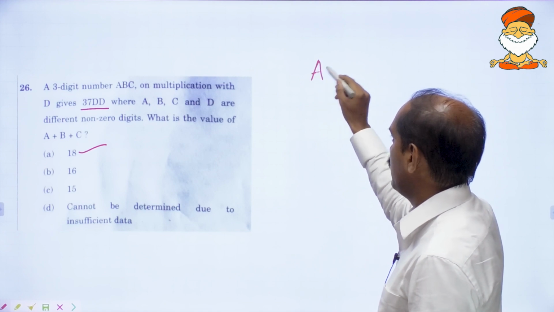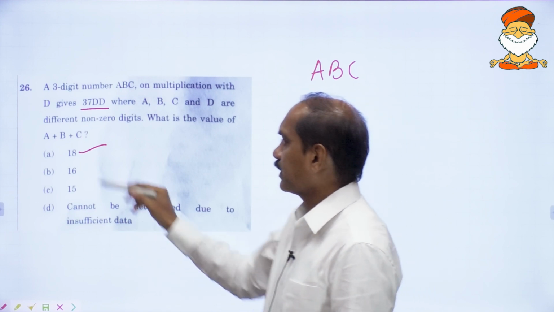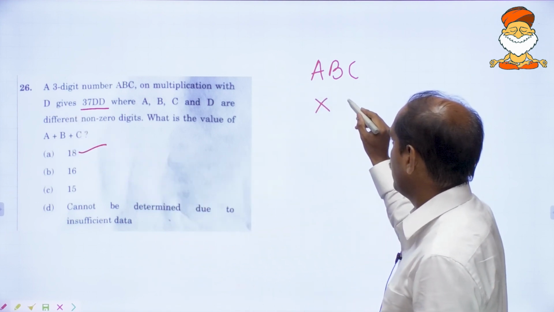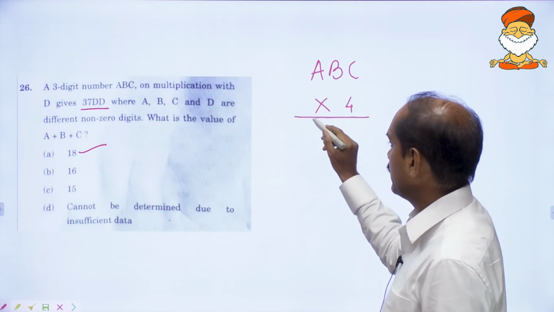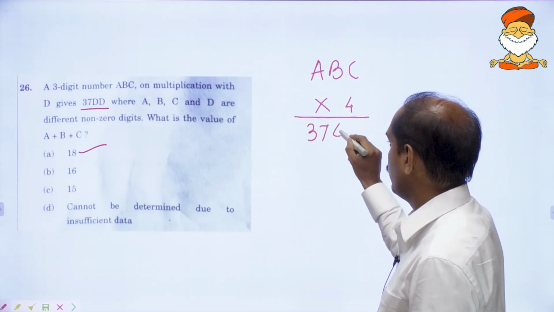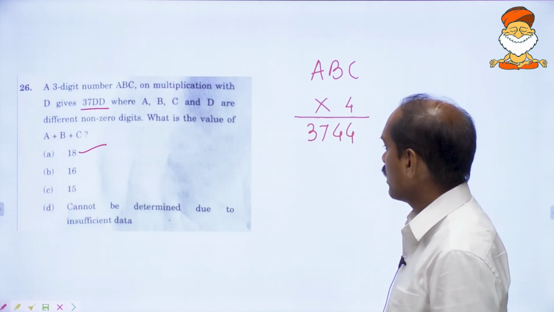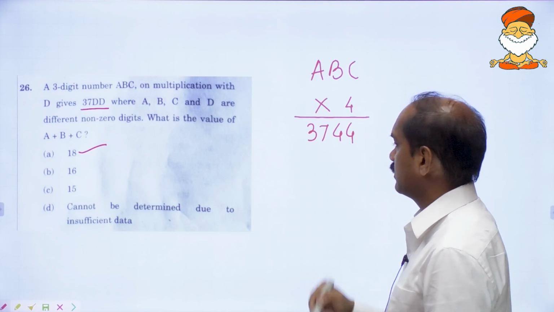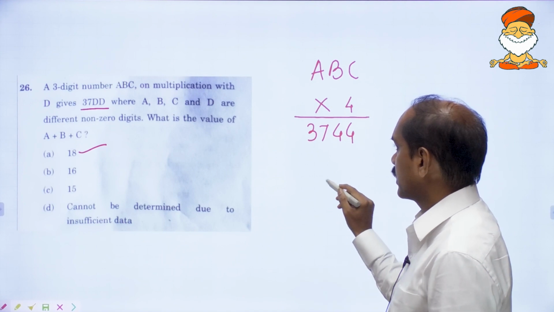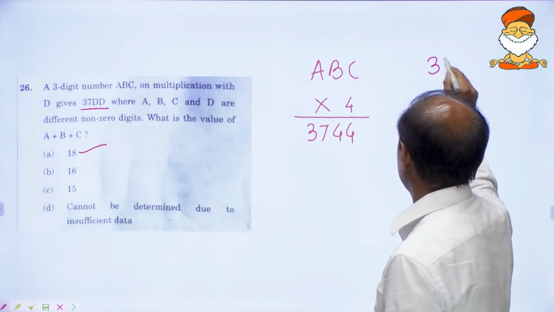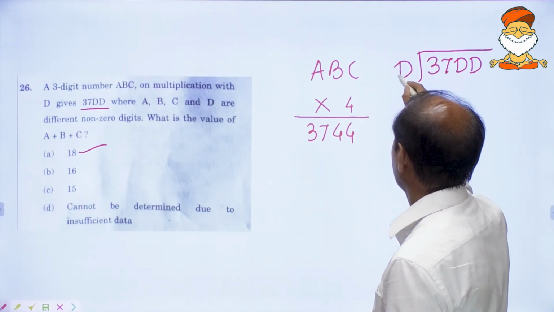You take any number here, A, B, C, into... Okay. If I write 4 here, we must get 4, 4 here also, right? If you write 3 here, you must get 3, 3. So what I did was 3, 7, D, D, divide by D. This is what I have done.